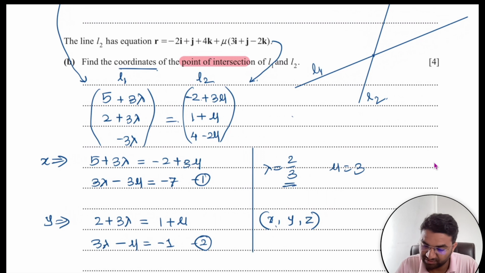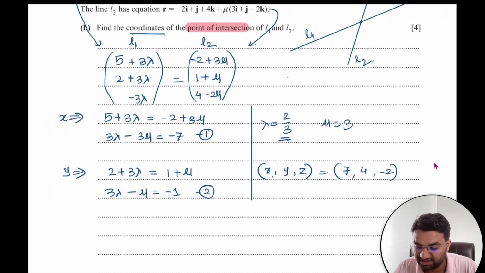Yeah, so if you substitute this 2 by 3 here, 5 plus 3 times 2 by 3 is just 2. So we will get x component as 7, y component 2 plus 3 times 2 by 3 is 4, and negative 3 times 2 by 3 is negative 2. So we will get the point of intersection as (7, 4, -2).